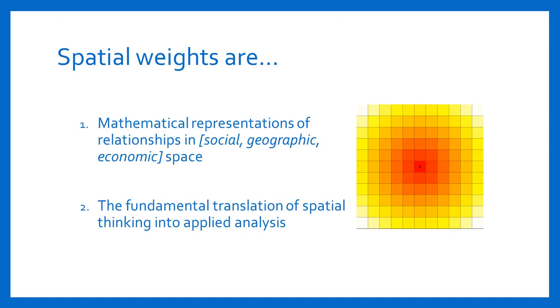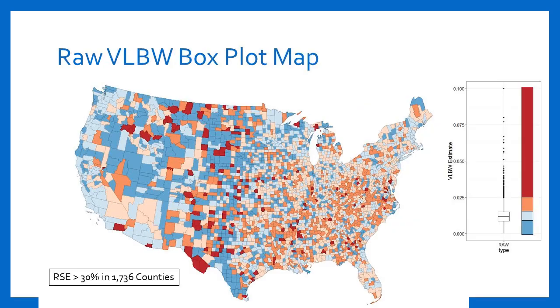We can take these spatial weights, these matrices, and we can translate them then into tests of statistical connectedness, and we can use this in the empirical Bayes form.